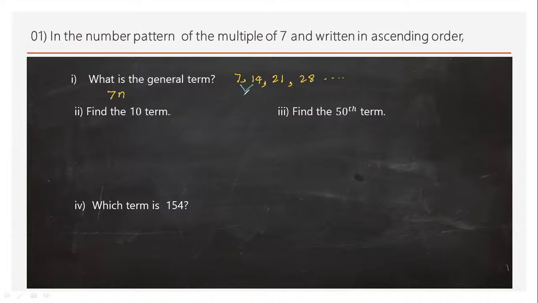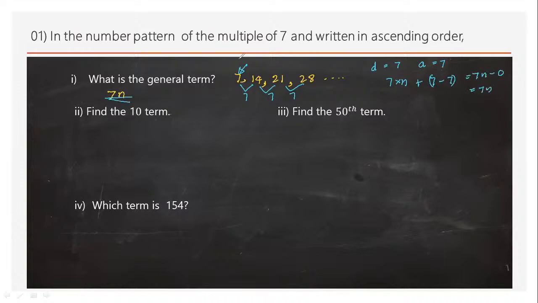The common difference is the previous term subtracted from this term. 14 subtract 7 is 7. 21 subtract 14 is 7. 28 subtract 21 is 7. Common difference d equals 7. The first term, you can see, a equals 7. So by using this you can get the general term: common difference into n plus first term minus common difference. Look, 7n minus 0 means 7n. Yes, this is true.